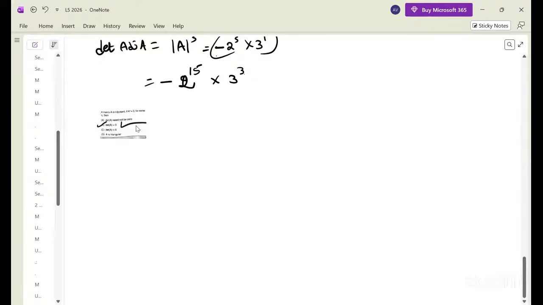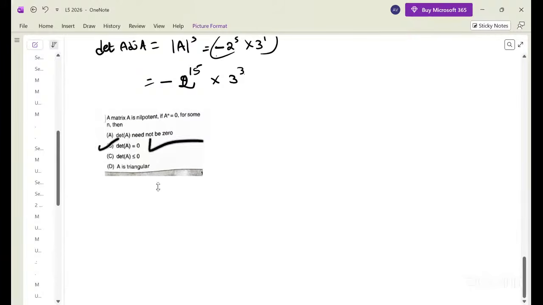Can you see this? Yes. Now, are you able to see? Let me pull a little further down. Yeah, now correct.